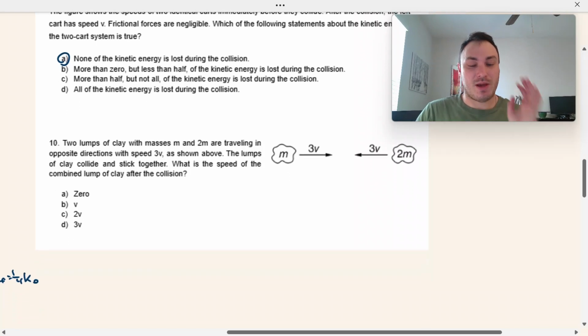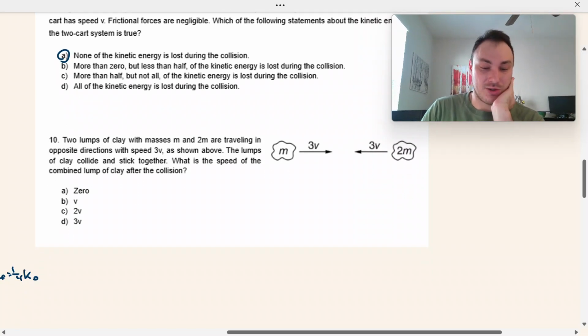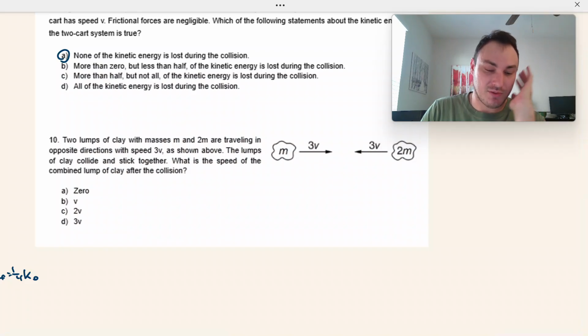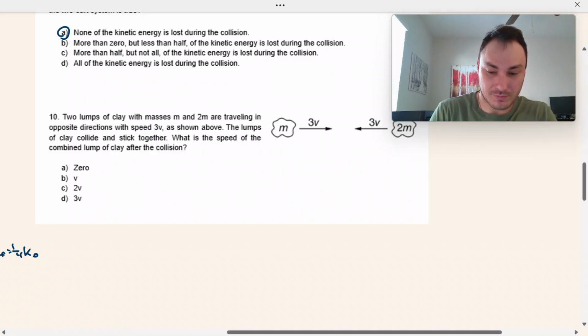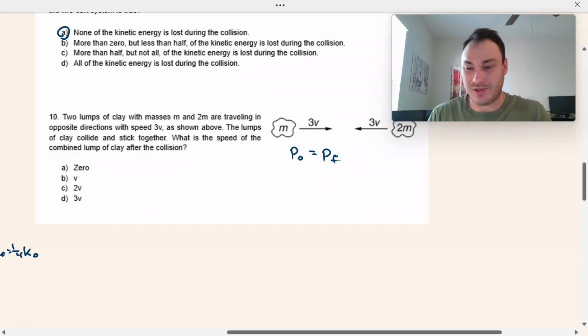Two lumps of clay with mass m and 2m are traveling in opposite directions with speed of 3v. As shown above, the lumps of clay collide and stick together. What is the speed of the combined lump of clay after the collision? Stop me if you heard this one before. We're going to use conservation of momentum.